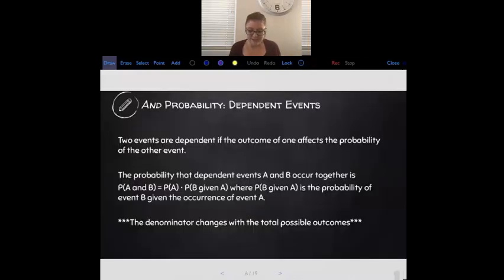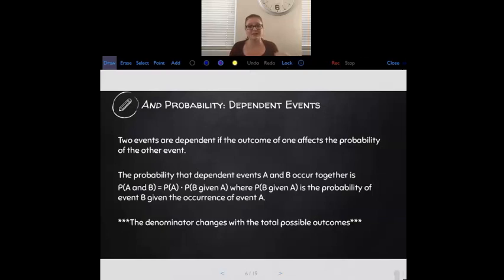Let's talk about dependent events, another and type of probability. So two events are dependent if the outcome of one affects the probability of the other event. So picture like a bag of candy, almost at Halloween. So a bag of candy, and you want to know the probability of drawing a certain candy after 3 tries. Well, the amount of candy left in the bag after the first try is going to affect the probability of the second try. So this has to deal with when you're taking something out.